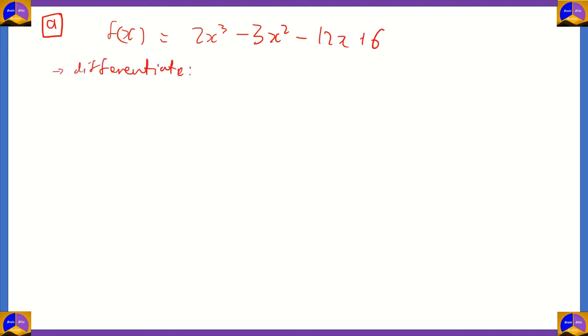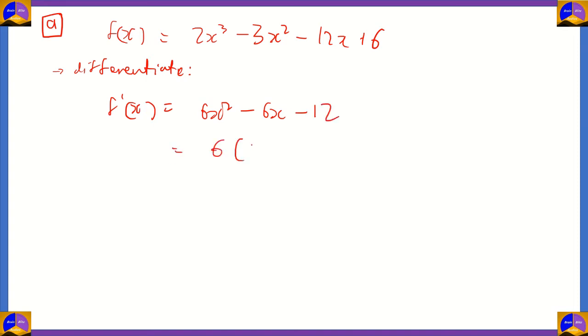So on differentiation, you get f dash x as equal to 2 times 3x squared, so that is 6x squared, minus 3 times 2x, that is 6x, plus minus 12 times x, so that is minus 12.